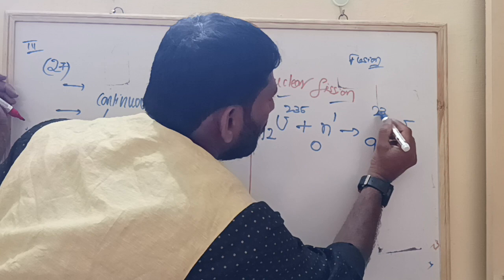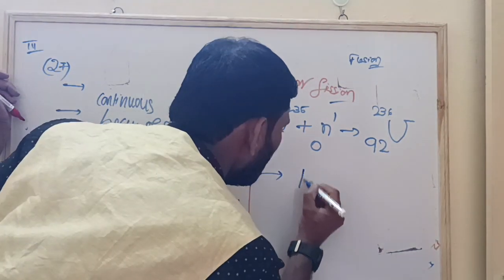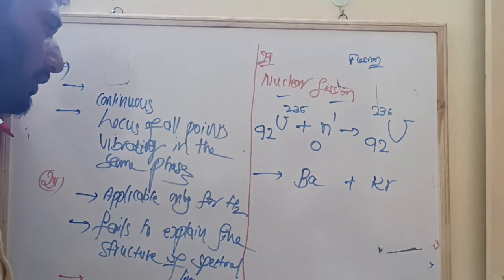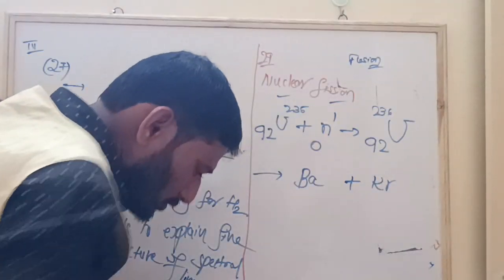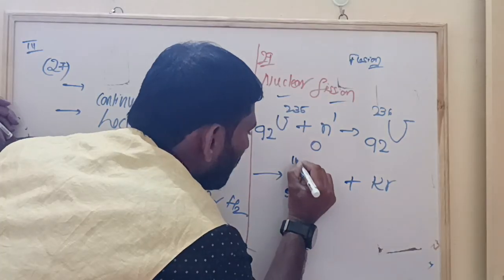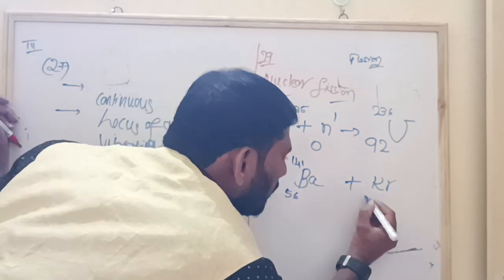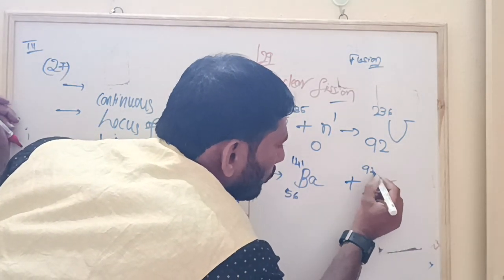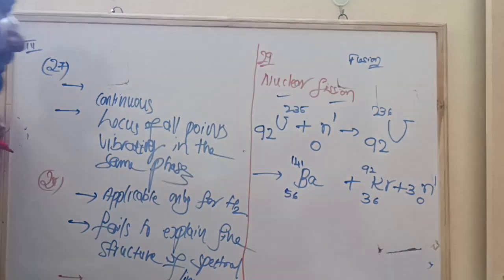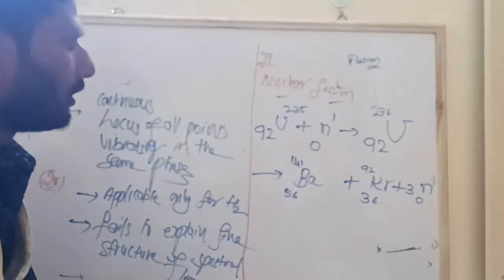uranium-236 with atomic number 92. This will break up and it will give barium and krypton. The atomic and mass numbers are 56 and 141 for barium, and 36 and 92 for krypton, plus 3 times the neutron, 1 0 n. So this is one example for nuclear fission.